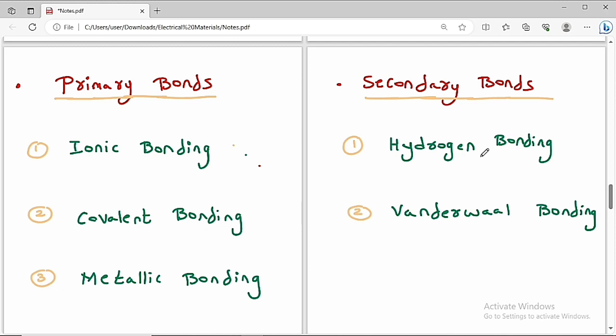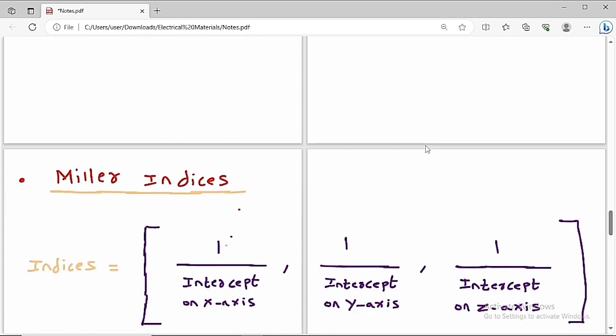And if you try to compare between the primary bonds, I can say metallic bond is very strong when compared to the other primary bonds, which are the ionic as well as covalent. But that is a very important concept that you need to always remember.